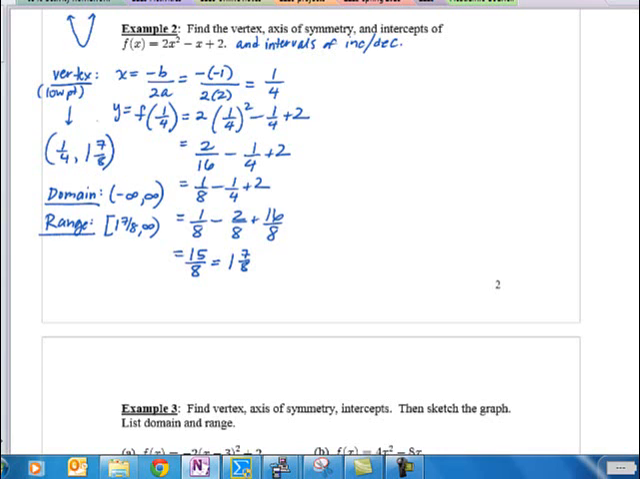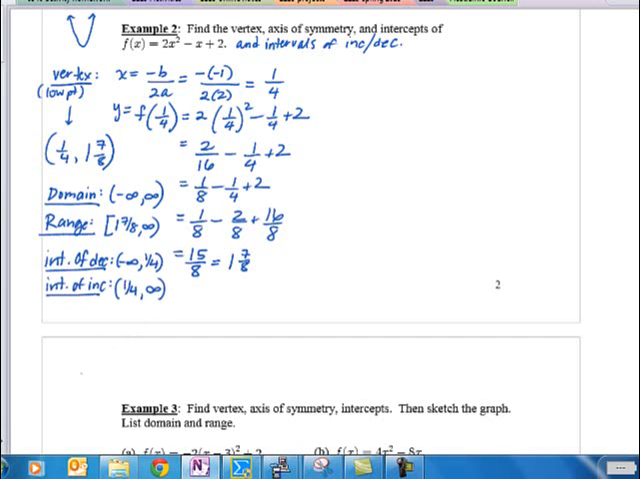At this point, we can also determine the intervals of increase and decrease. We have decrease from left of 1/4 up to 1/4, so negative infinity to 1/4. We always list that as an open interval. Interval of increase would be from that point x equals a fourth to infinity, to the right of there.